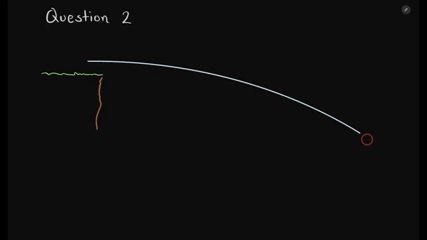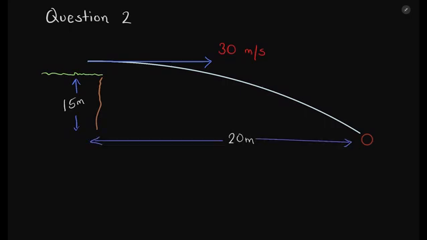Question number 2 shows that a ball has been thrown straight out of the cliff. The ball has an initial velocity of 30 meters per second to the right. Here, let's say the cliff is 15 meters high and the ball lands 20 meters away from the cliff. In this example, the initial horizontal velocity is 30 meters per second. The initial vertical velocity is 0 meters per second.